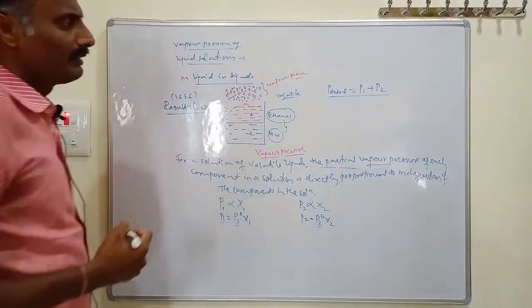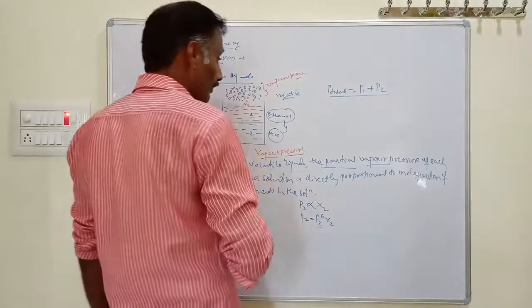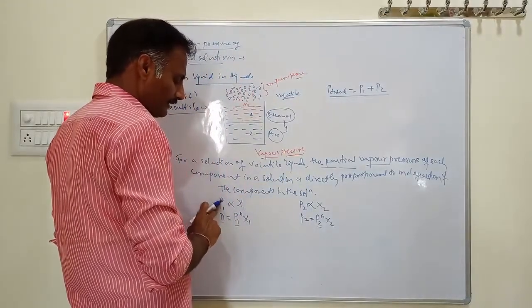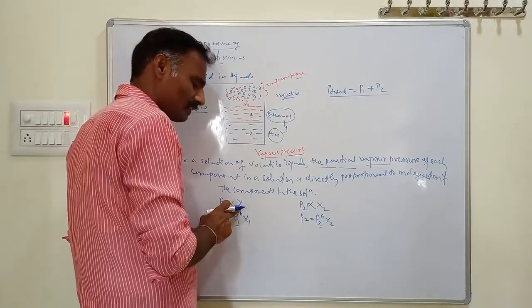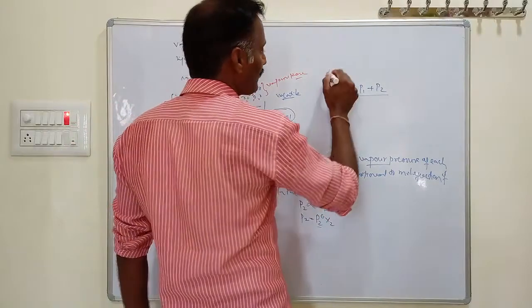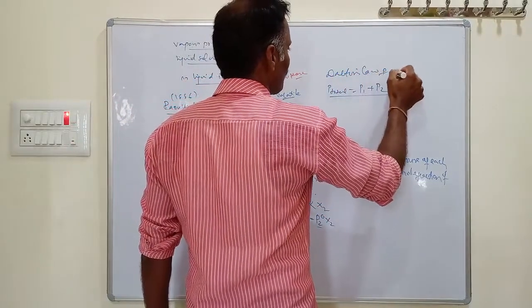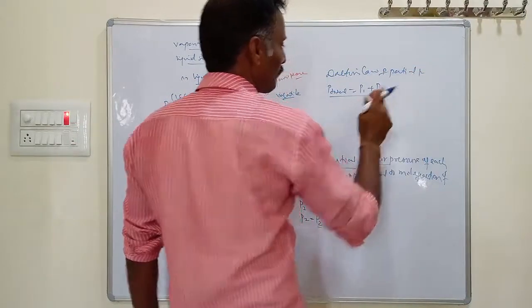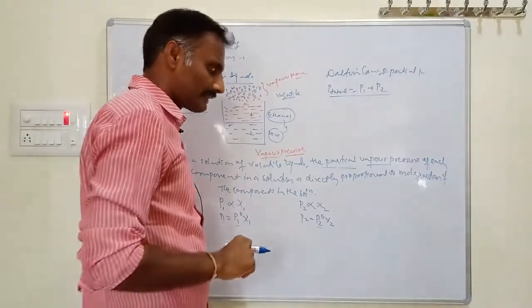This is Dalton's law of partial pressures, and this is Raoult's law. According to Raoult's law, the partial pressure of each component in a solution is directly proportional to the mole fraction of the component in the solution. According to Dalton's law of partial pressures, P total is equal to P1 plus P2. This is studied in the first year syllabus, in the gaseous state.